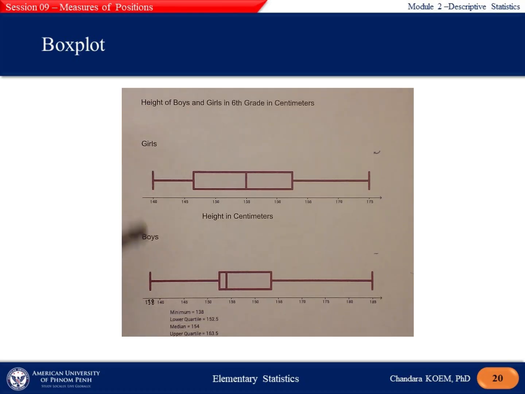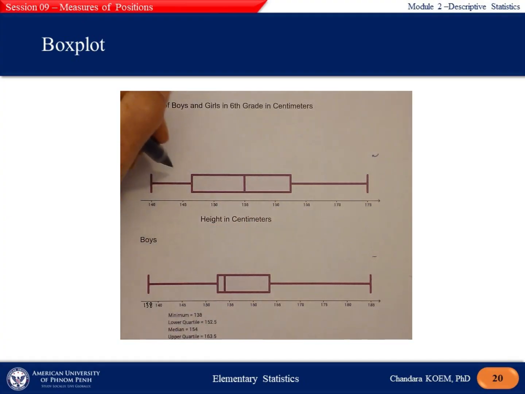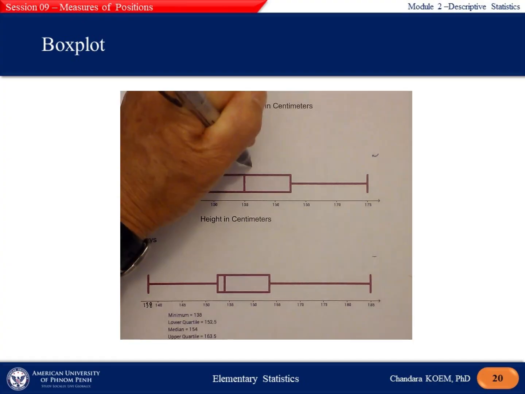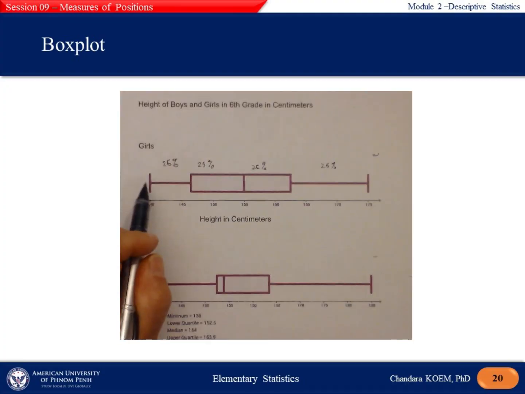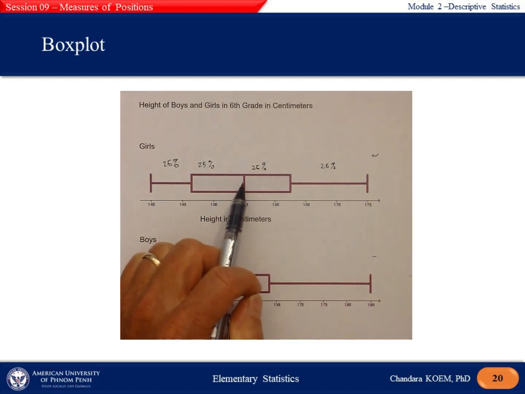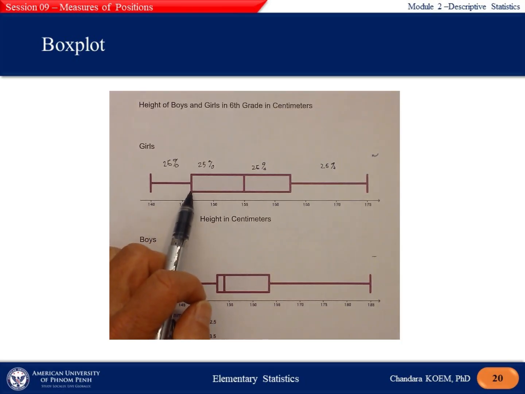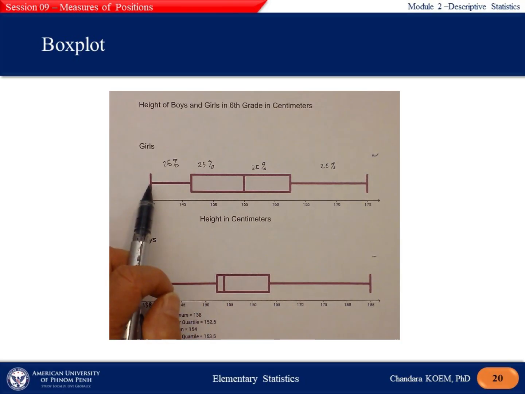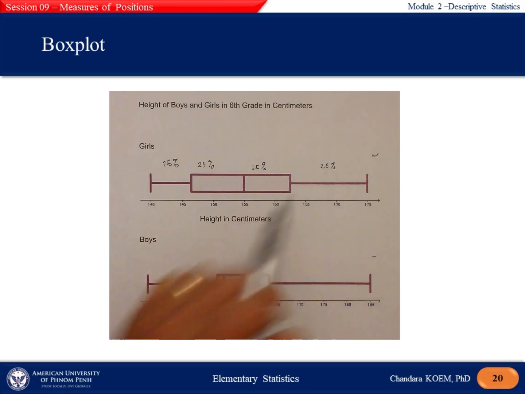First, we know that it is divided into 25% sections: the lower 25%, and then 25%, 25%, and 25%. Secondly, we have the low extreme here, the high extreme there, and the median of the entire data set here. This is your lower quartile, which is the median of the lower data set, and this is your upper quartile, which is the median of the upper data set.